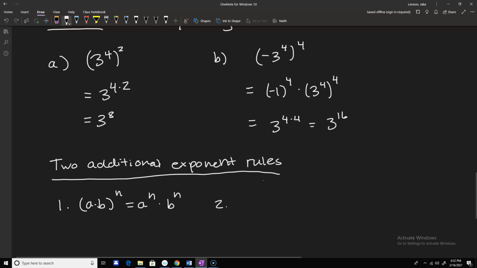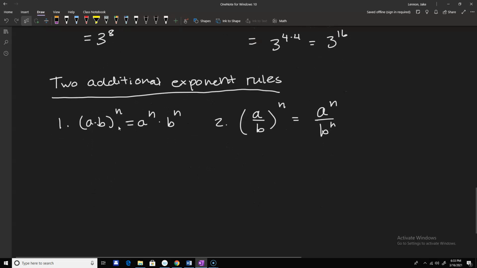And the second rule is it would work the same if we had a fraction and division were involved. So this could be simplified into a to the n over b to the n. And that's, again, easy to think about. You would just write down that fraction n times, and then you would just be multiplying the numerator so many times, and also the denominators.